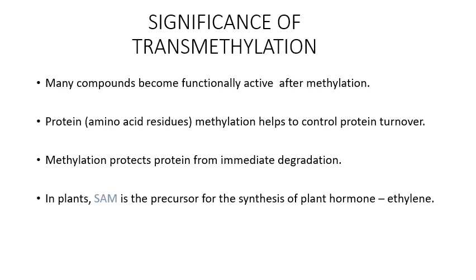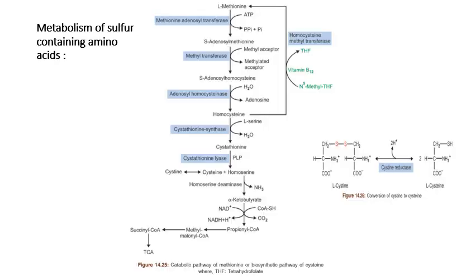Now the second part, which explains the metabolism of sulfur-containing amino acids, or what happens with the demethylated portion of methionine, that is S-adenosyl homocysteine. The fate of this S-adenosyl homocysteine is that it will finally be converted into cysteine and cystine. So this much we have already explained along with the transmethylation reaction. Now the second part: what will happen to this S-adenosyl homocysteine?